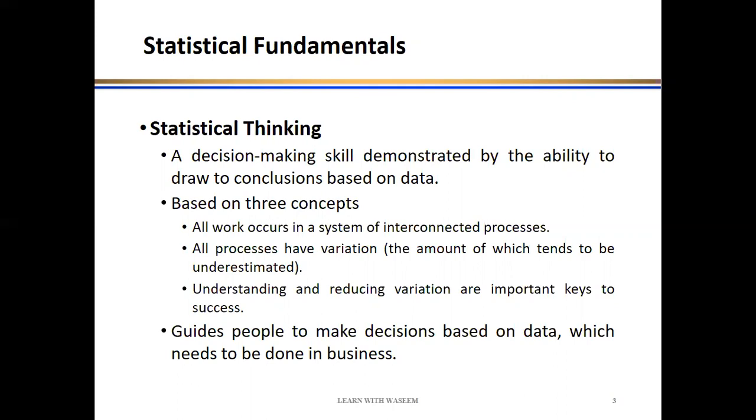Statistical thinking is based on these three concepts. The first one is all work occurs in a system of interconnected processes. The second one is all processes have variation. That is, the amount of variation tends to be underestimated. And the third one is understanding variation and reducing variation are important keys to success.